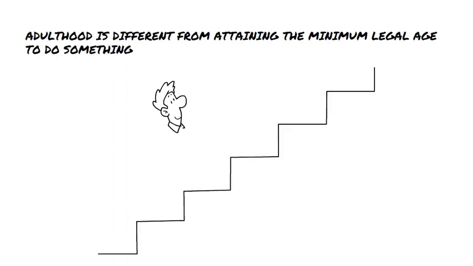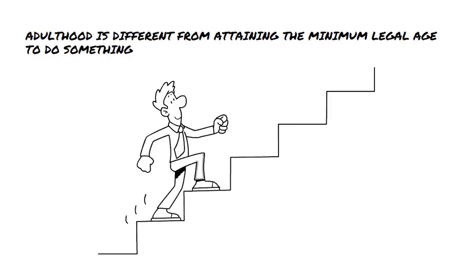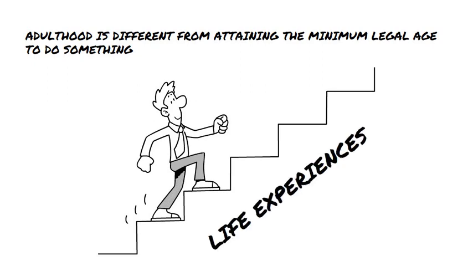Many scientists are of the opinion that it is an absurd idea to have a definition of when we move from childhood to adulthood. Hence, it is best to think of adulthood and the minimum legal age of attaining permission to do something as completely different concepts, since we are on a constant pathway of learning and experiencing.